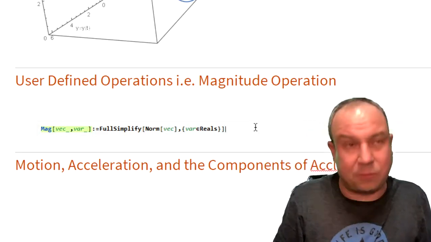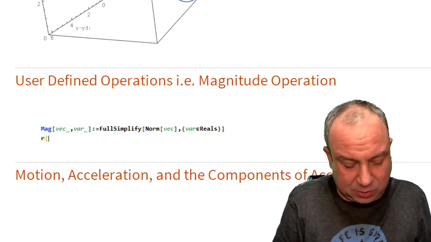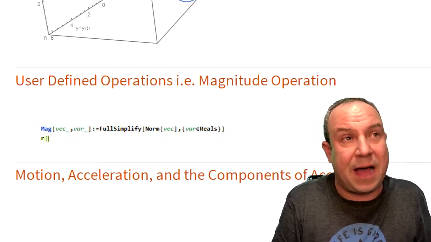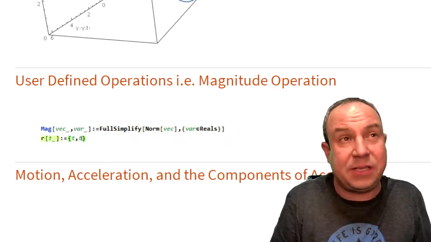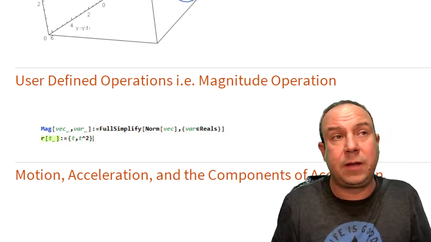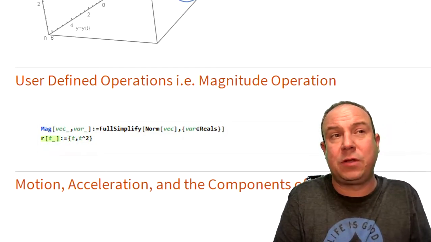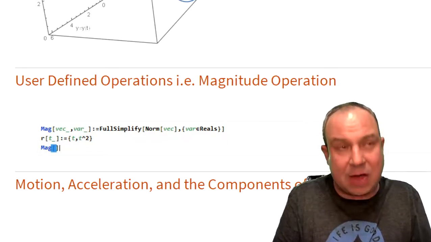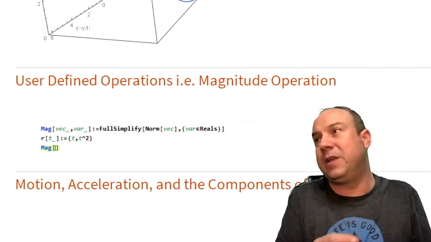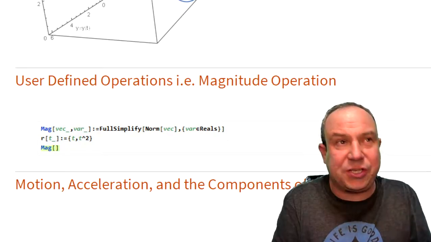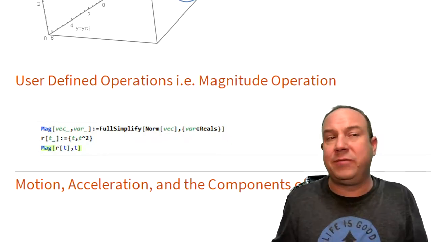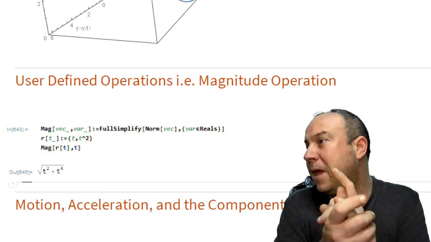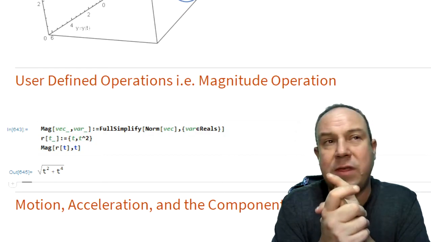For example, I could say, well, r of t, let's go with that familiar r of t, that vector t comma t squared. Certainly we might be interested in finding its magnitude. So now with this user-defined operation, I can input the vector r of t, and I can input the variable of interest and hit enter, and it gives me the magnitude calculation for that value.